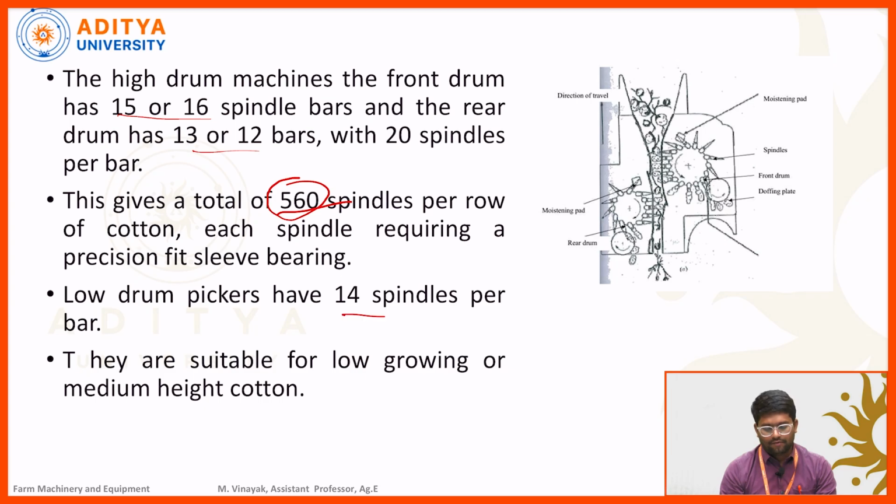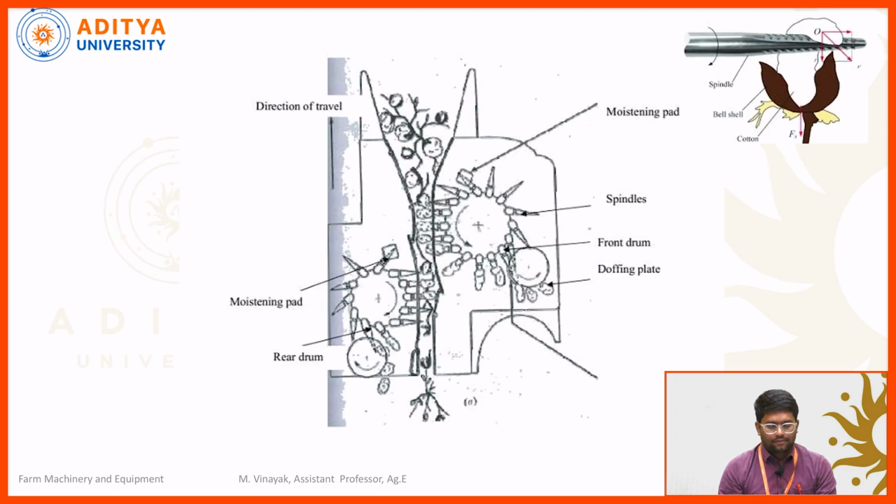In low drum pickers, 14 spindles are available. They are suitable for low growing or medium crops. So here we can see the drum type cotton harvesting. Already I have explained the moistening pad, spindles, front drum, doffing plate, rear drum, moistening pad. So this one is the direction of travel.